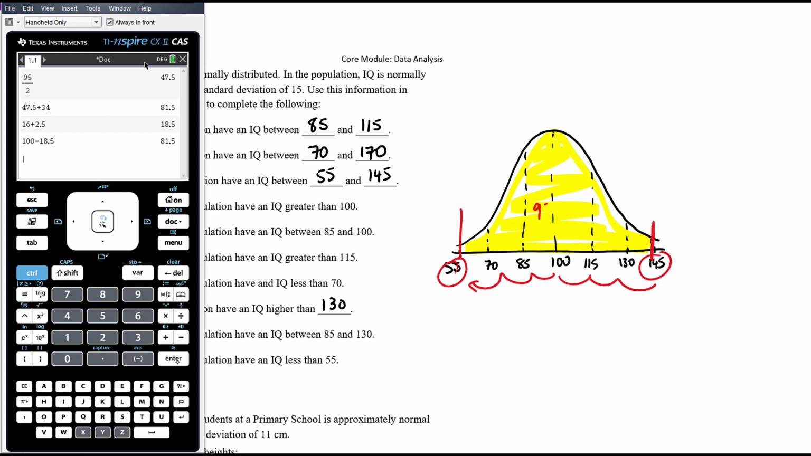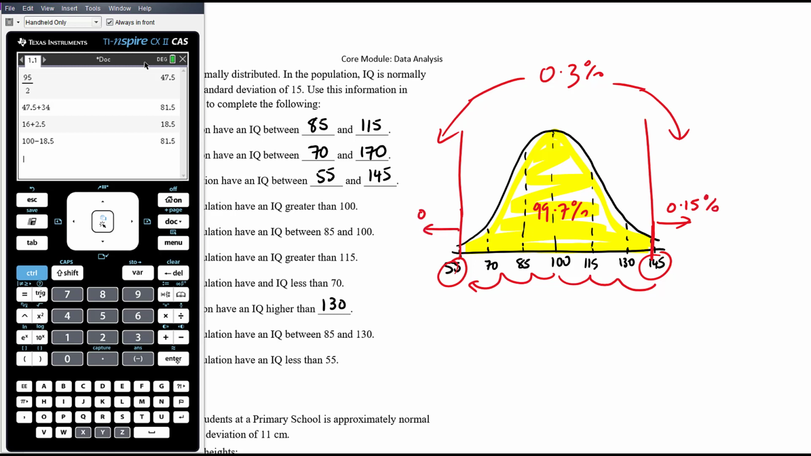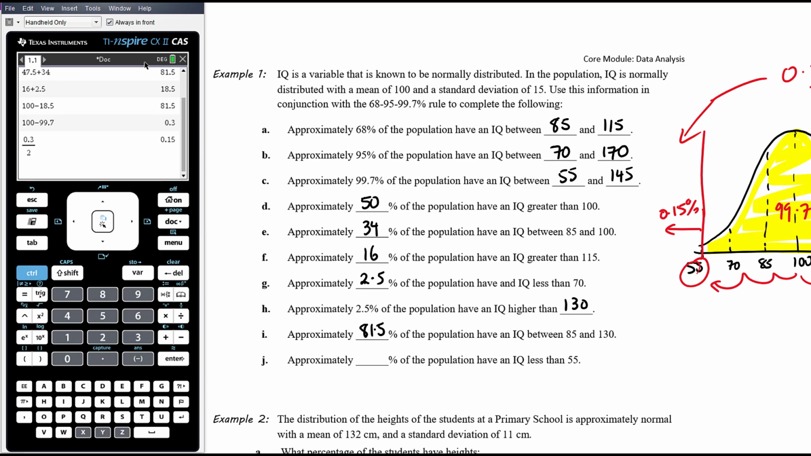we know that that is 99.7%, which means outside of that, added together, has to be 100 minus 99.7, which is 0.3% left to go either side. Because of the symmetry, it'll be the same percentage at both sides. So half of 0.3% is 0.15% for here, and 0.15% for here. Again, you can do this maths with your calculators. 100 minus 99.7 leaves you with 0.3% outside, and divide that by 2 leaves you with 0.15% on either side. So 0.15% of the population will have an IQ less than 55.